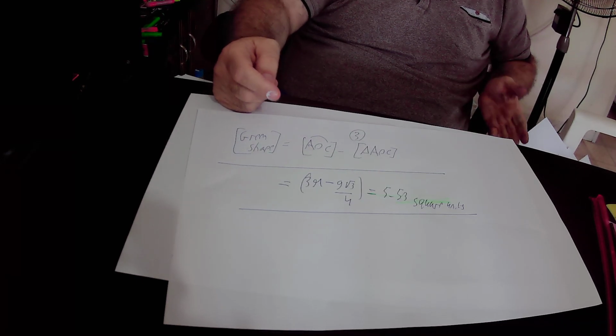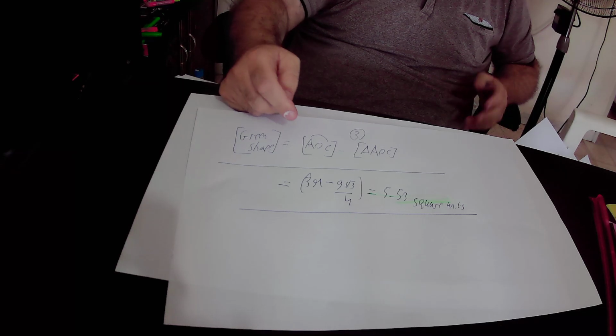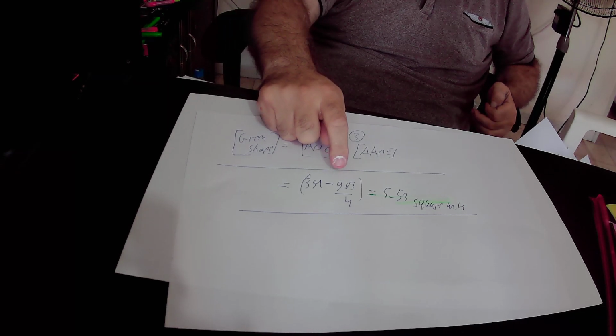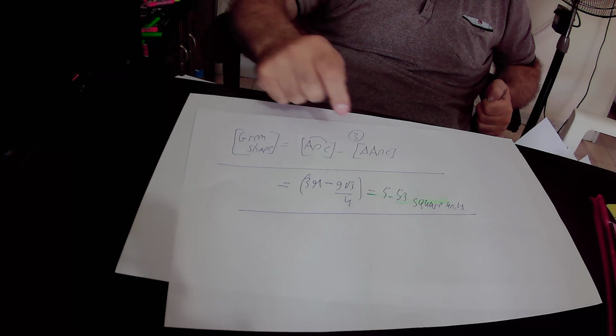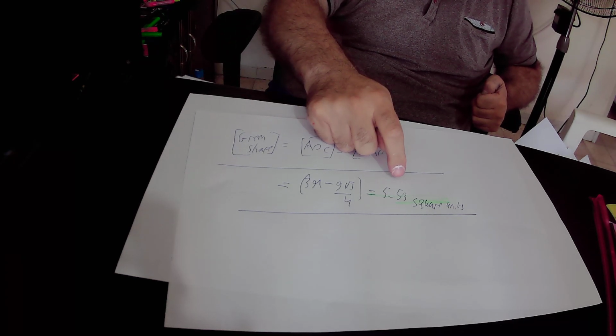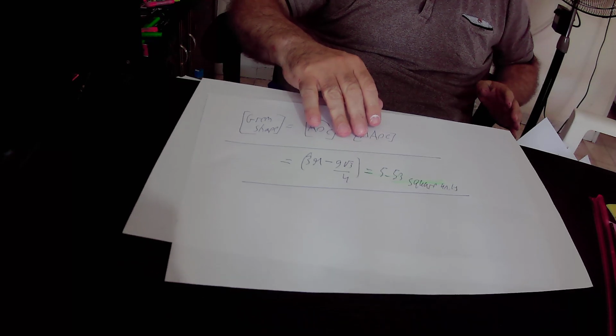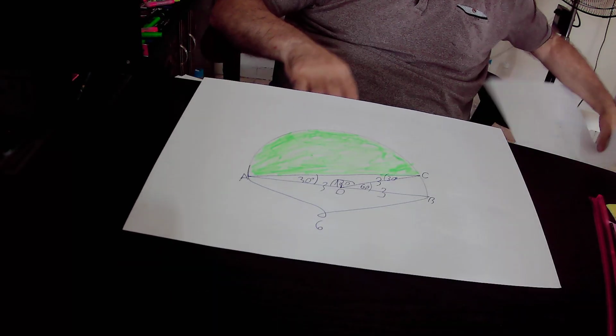That is to say, the area of the green shape equals 3 pi minus 9 times square root of 3 over 4 square units, or in numbers, the area of the green shape equals 5.53 square units. We finished with the first method.